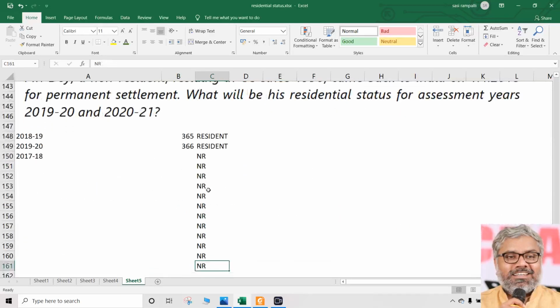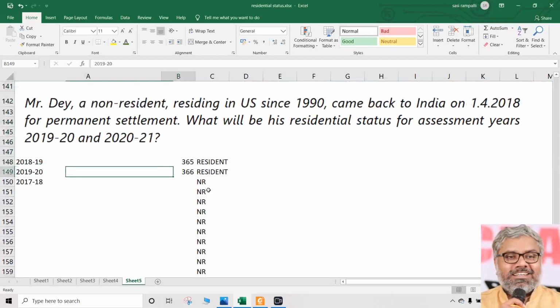So when he is non-resident all those years, ultimately, can we say that he is satisfying the additional condition number 1? No. Why? If he has to satisfy additional condition number 1, he should have been resident for at least 2 out of 10 years. But he is resident only 1 out of 10 years. 2 out of 10 years is not satisfied. So additional condition number 1 is not satisfied.